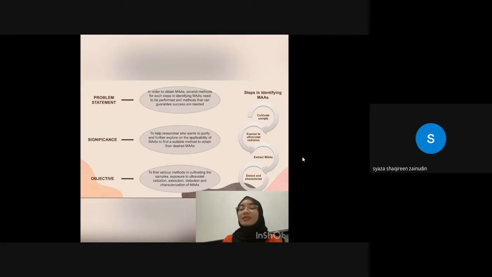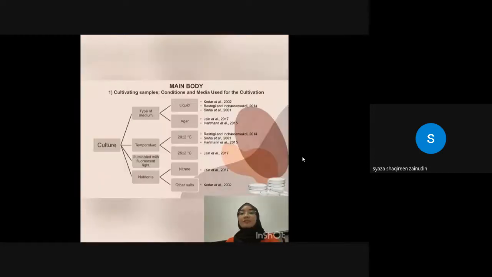And this is an overview of the steps, where the first one is we need to cultivate the sample, then expose the sample to ultraviolet radiation, and then we extract the MAAs, and lastly we detect and characterize the MAAs. The first method is cultivation of the sample, where we will look at the conditions and media used for the sample. After analyzing several previous studies, it has been found that for the type of medium, it can be grown on either liquid or agar medium.